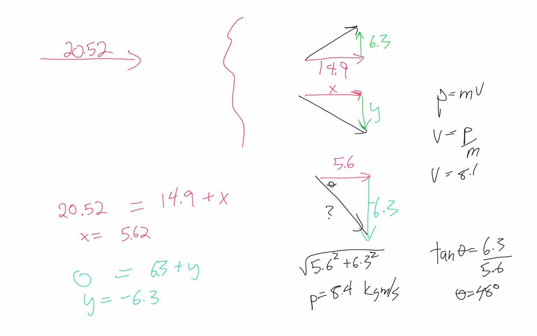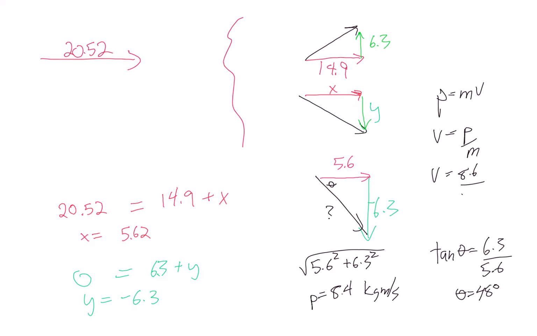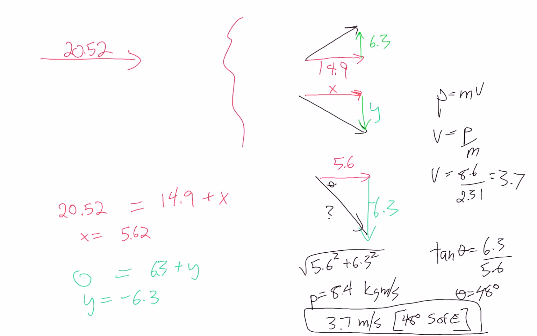So all we have to do is take that 8.4, divide it by the mass of the blue ball, which was 2.31 in our original question. So we divide that out. So 8.6 divided by 2.31 gives us a final answer of 3.7. So then our final vector answer should be 3.7 meters per second as our speed. And we're doing it at 48 degrees south of east. And that would be our complete final answer.